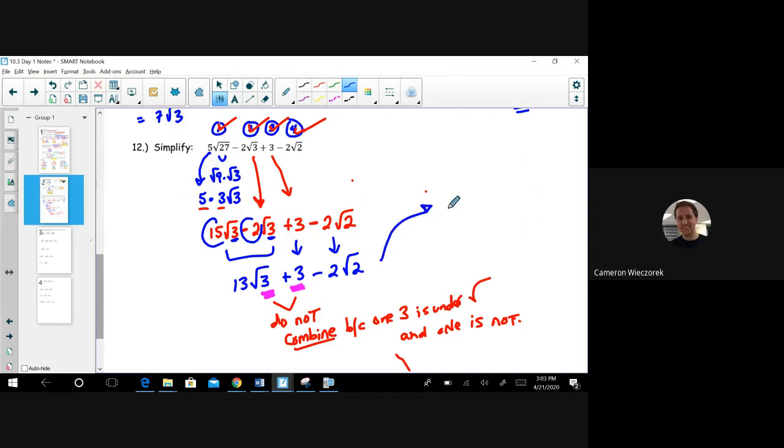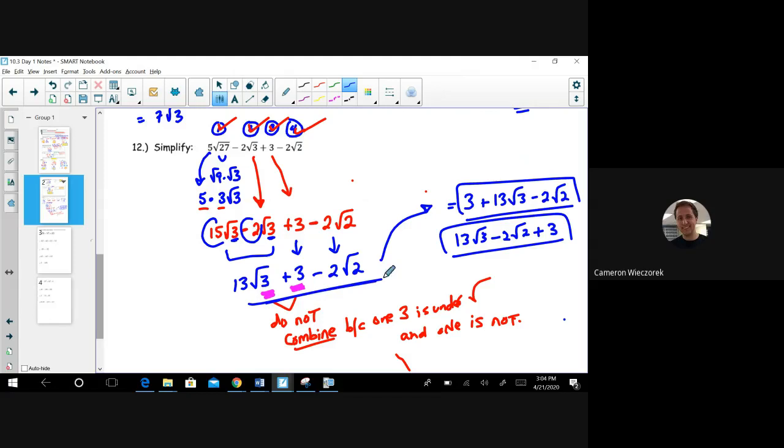The only extra thing I'm going to do, you are welcome to leave it here. I don't like to have the whole number just squeezed between the rads. Either put it in front or put it at the end. It really doesn't matter which way you write it. I'm just going to put the 3 at the beginning. So 3 plus 13 rad 3 minus 2 rad 2. Or if you want to put it at the end, you can do that as well. 13 rad 3 minus 2 rad 2 plus 3. Either of those is fine, or honestly, even if you left it here, I'll accept that. I just don't like to see the whole number in the middle myself. Keep the rads together, keep the whole numbers together. Okay, so that'll do it.